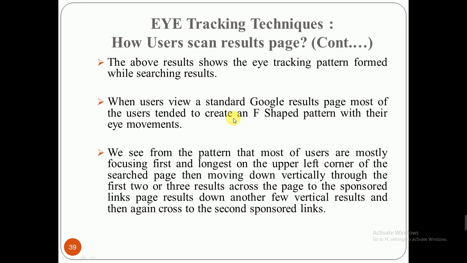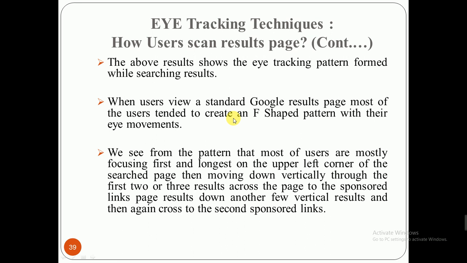We see from the pattern that most users focus first and longest on the upper left corner of the search page, then move down vertically through the first two or three results, across the page to the sponsored links, then down another few article results, and then again across to the second sponsored link. So on these things we have seen the details.